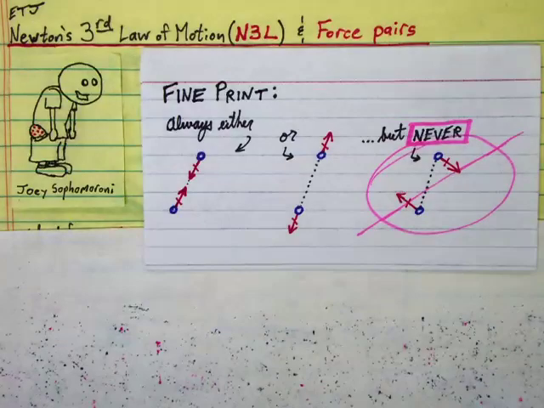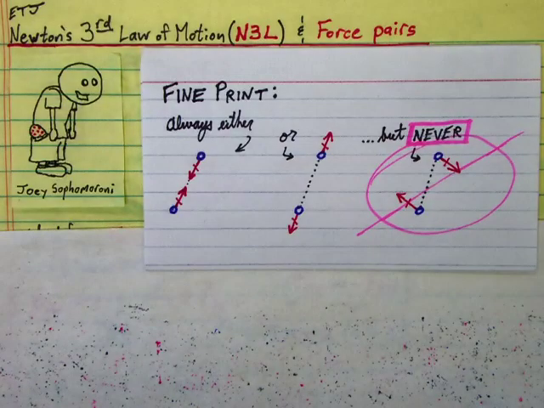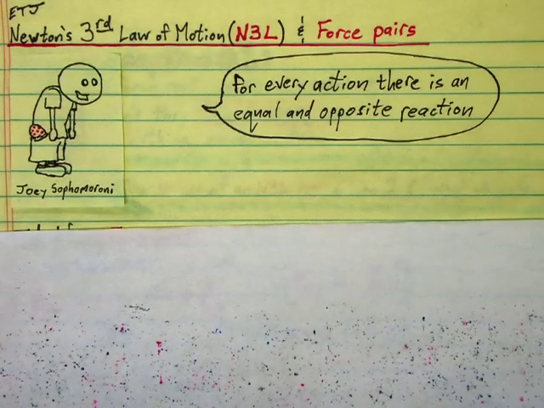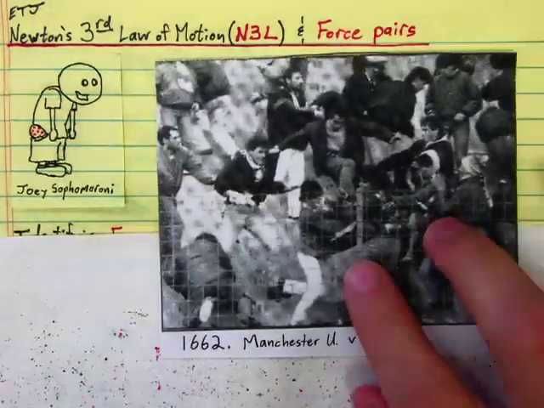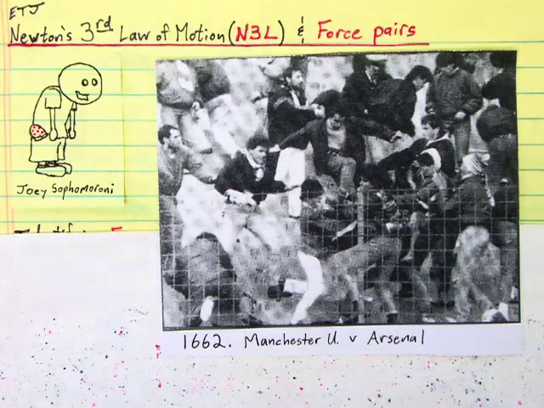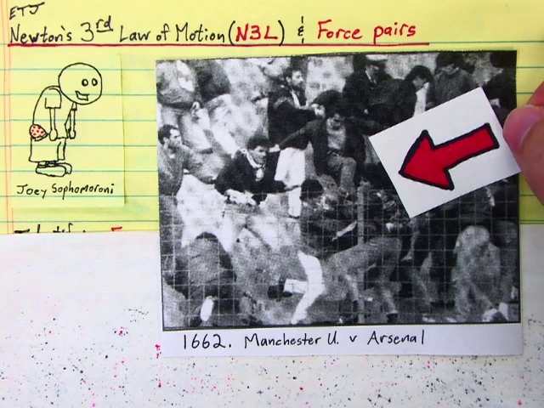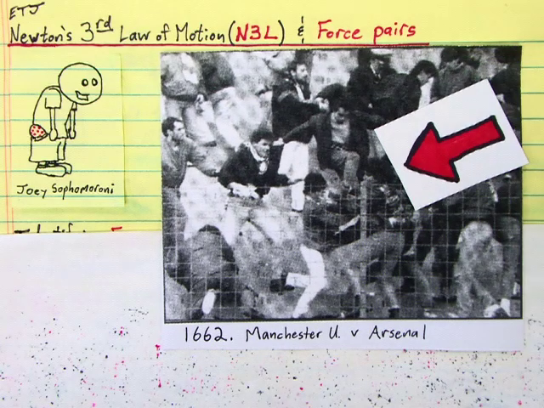Now, as the story goes, Newton discovered the third law of motion, his third law, during a football riot. If you'll examine this historic photo from the year 1662, taken at a match between Manchester United and Arsenal, and look carefully, you'll see this big-haired fella right here throwing headbutts. That is a young Sir Isaac Newton. As an Englishman, he was a great fan of the game and also fond of hooliganism.